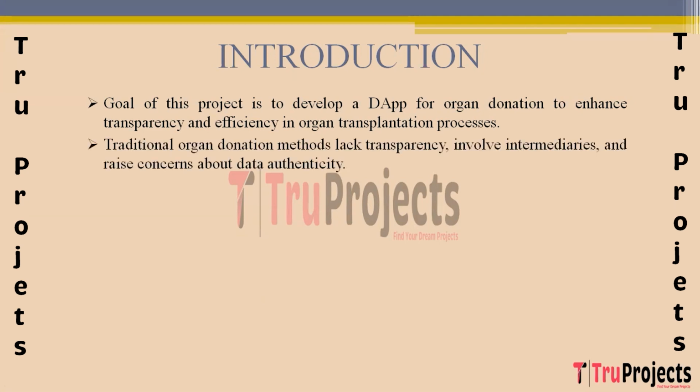Traditional and centralized organ donation methods suffer from a lack of transparency, where donors and recipients often struggle to access real-time information about the status of their organ donations. These methods typically involve various intermediaries such as hospitals, registries, and government bodies, introducing complexities and potential delays in matching donors with recipients. Furthermore, concerns about the authenticity and reliability of organ-related data can arise, potentially compromising the safety and integrity of organs and leading to inefficiencies in the organ transplantation process.